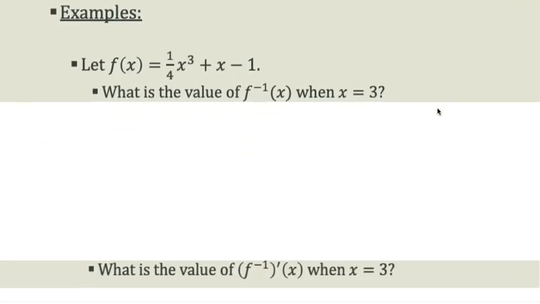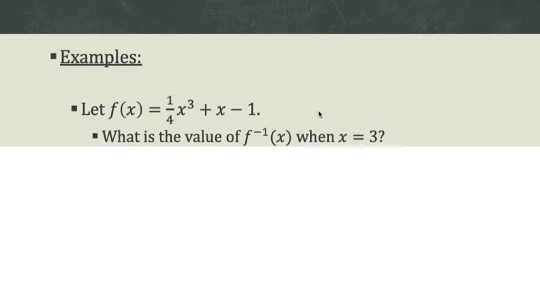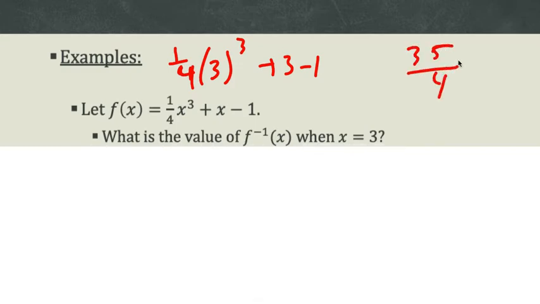Let's first of all look at this. Let f of x equal 1/4 x cubed plus x minus 1. What is the value of f inverse of x when x equals 3? Now look, we can plug 3 in here, right? We could do 1/4 times 3 cubed plus 3 minus 1. 3 cubed is 27, so we get 27 over 4 plus 2, which would be 35 over 4, I think. Just doing some quick math there. So we have this point, 3, 35 over 4, that lies on this graph.